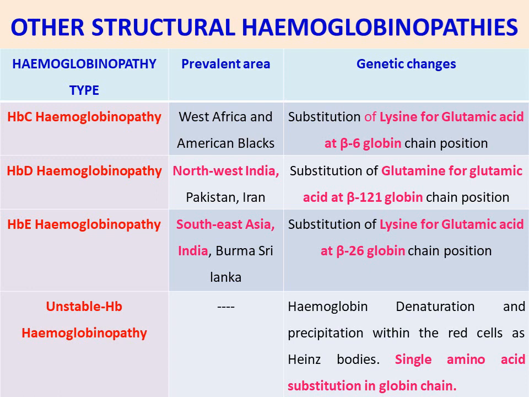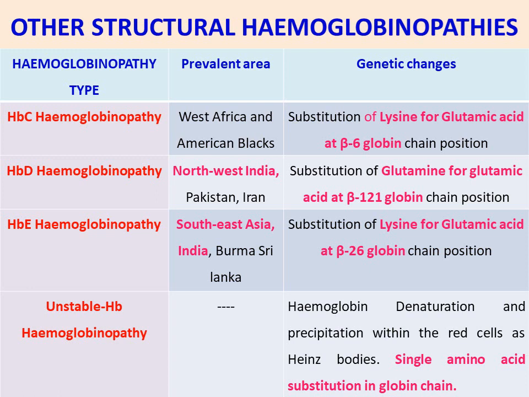Then HbE hemoglobinopathy: Southeast Asia and India, Burma, Sri Lanka. Substitution of lysine for glutamic acid at the beta 26 globin chain position. Then unstable hemoglobinopathy: the prevalent area is not specific. The genetic change is a single amino acid substitution in the globin chain. And here hemoglobin denaturation and precipitation within the red cells forms Heinz bodies.